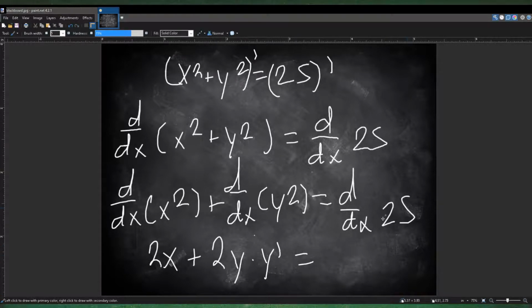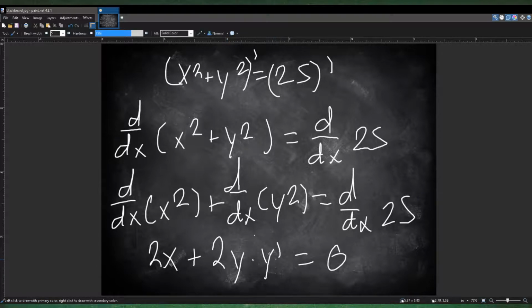And on the right side, the derivative of 25, the derivative of any number, is basically 0. Unless it's a function, it doesn't leave anything. So if it's just a number like 1, 2, 3, 4, -1, 0, or 5, it's basically just 0. So we just have 2x plus 2y times the derivative of y. So you see how we do it?